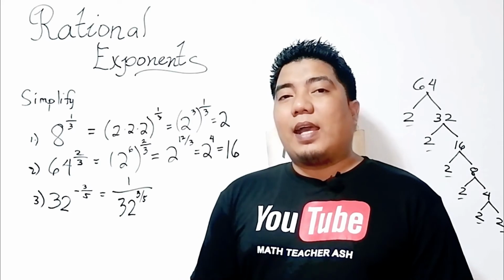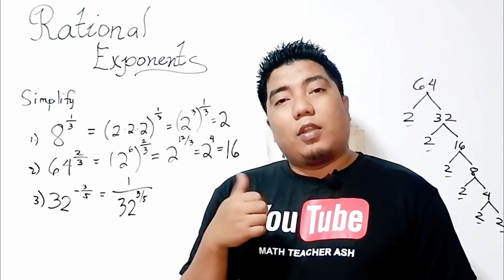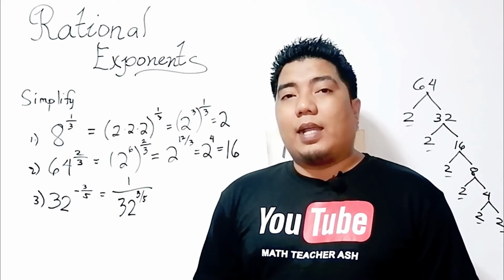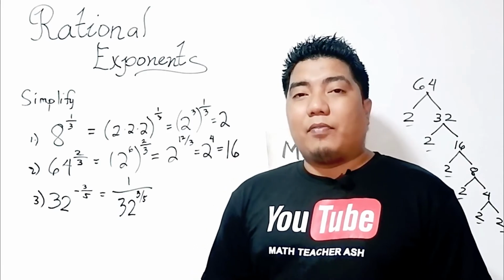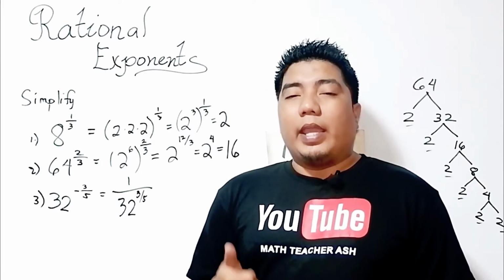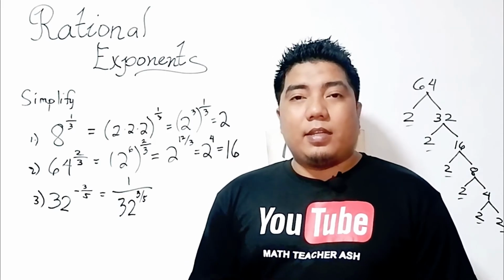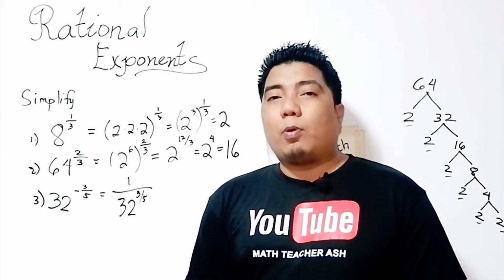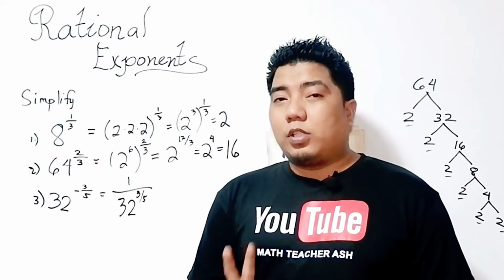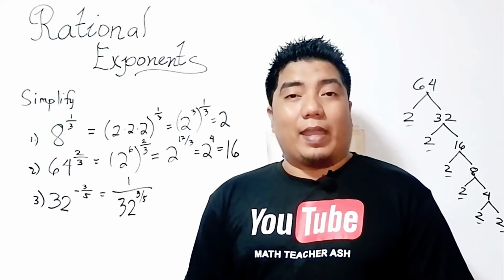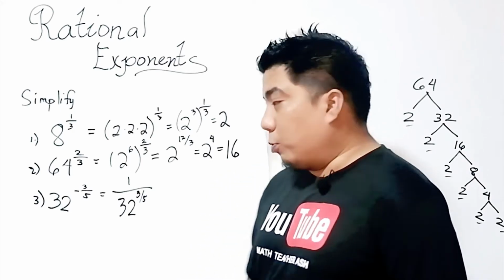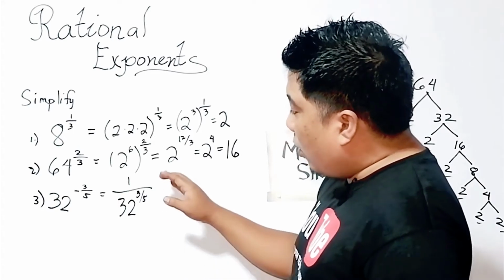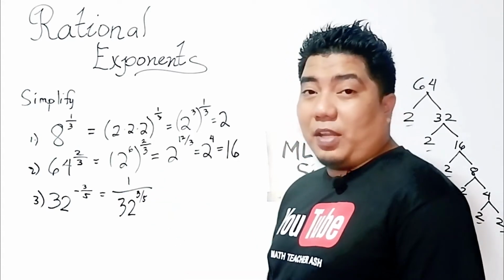In getting the final answer of your rational exponent, the first one you need to consider is that you must not have a rational exponent in the denominator side. And then, you must have a final answer with no negative exponents. So those are the two considerations for you to have your final answer. Now, let us continue. We have here 32 to the power of 3/5.